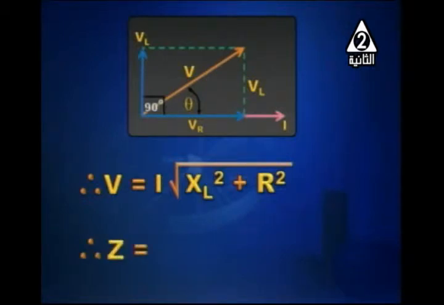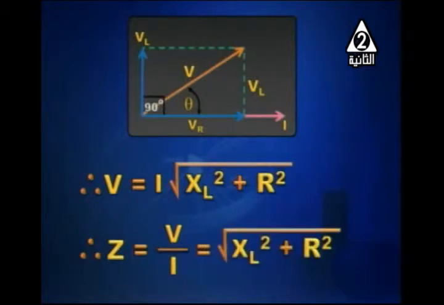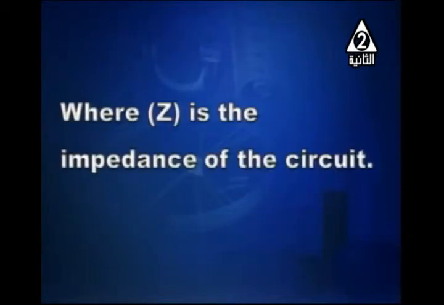So V divided by I will give the quantity that represents opposition. We call it impedance, denoted by Z. So Z equals V over I, and it is equal, of course, to the square root of XL squared plus R squared. Once again, Z is the impedance of the circuit.